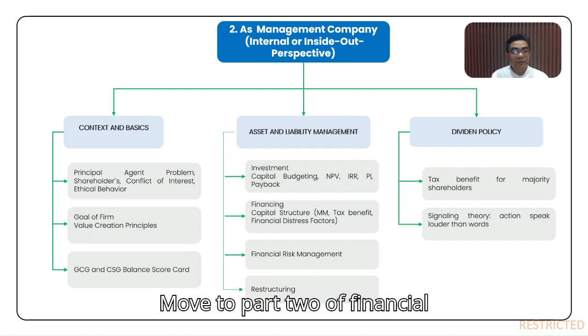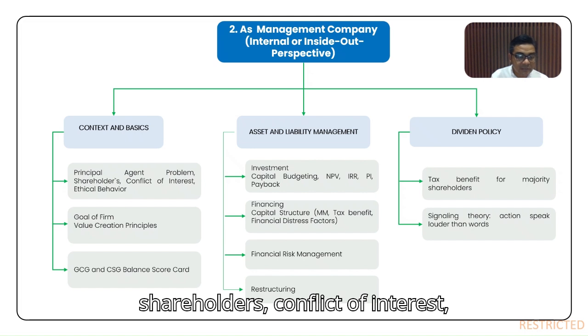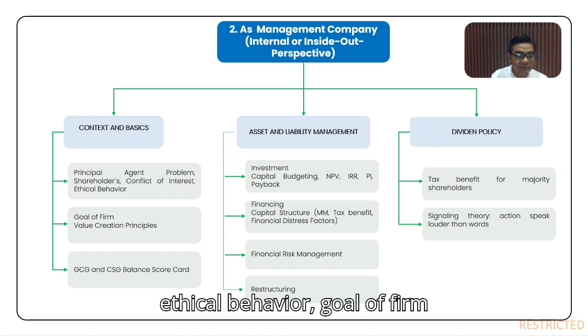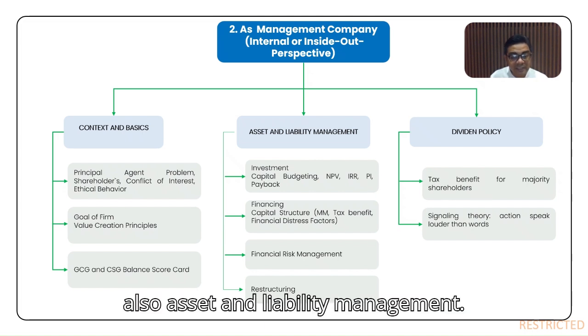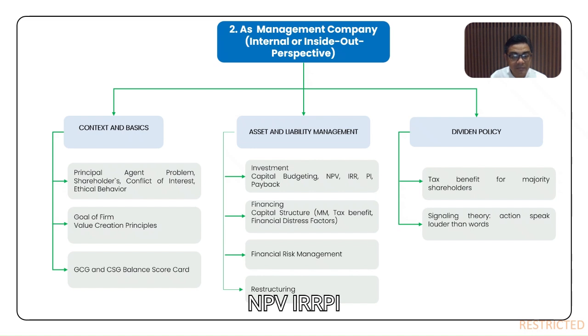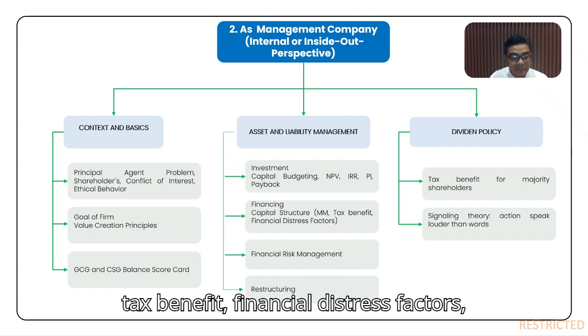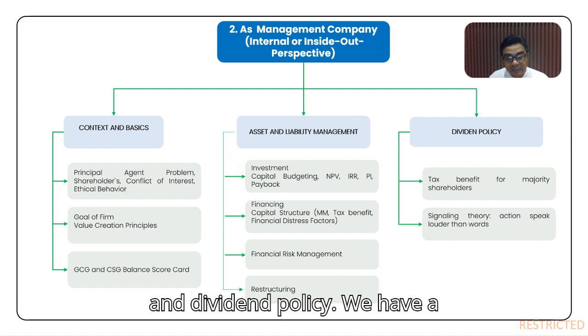Move to part 2 of financial management as management of the company, internal or inside-out perspective. There are context and basics. We have principal-agent problems, shareholders, conflict of interest, ethical behavior, goal of firm, value creation principle, GCG and CSR, balanced scorecard, and also asset and liability management. We have investment: capital budgeting, NPV, IRR, PI, payback period, and also financing: capital structure, tax benefit, financial distress factors, financial risk management, restructuring, and dividend policy.